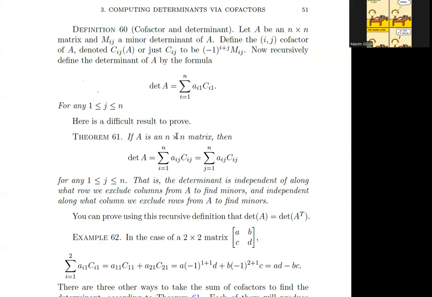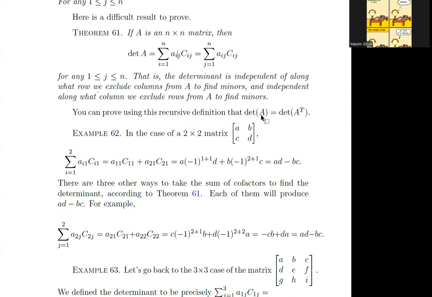But here's a result. If A is an n by n matrix, then actually you can remove any column and take cofactors, or remove any row and take cofactors. So this is a definition, but it's actually equivalent to taking any column or any row at all. So that's really interesting. You could also prove using this definition that the determinant of A is the determinant of A transpose. So for a 2 by 2, it's still AD minus CB. So for 2 by 2, that's easy. And now you can use induction if you know how to use induction.